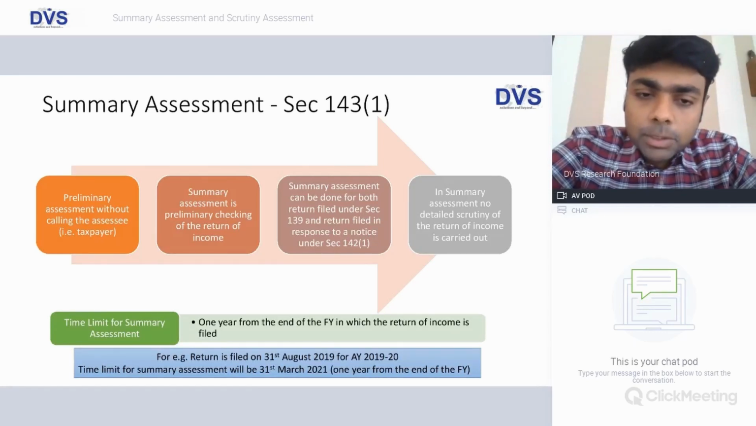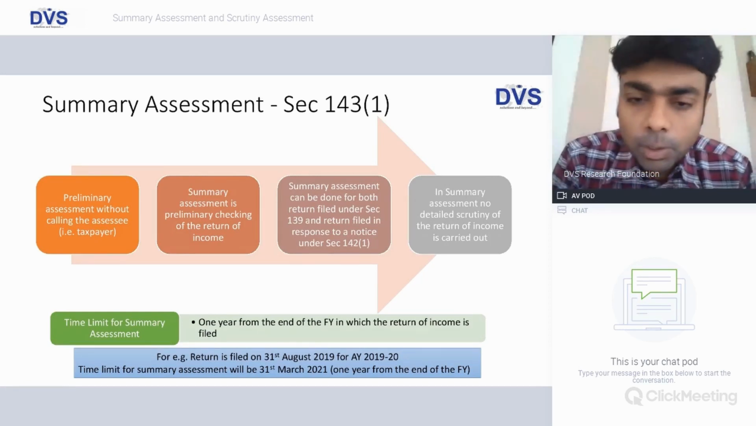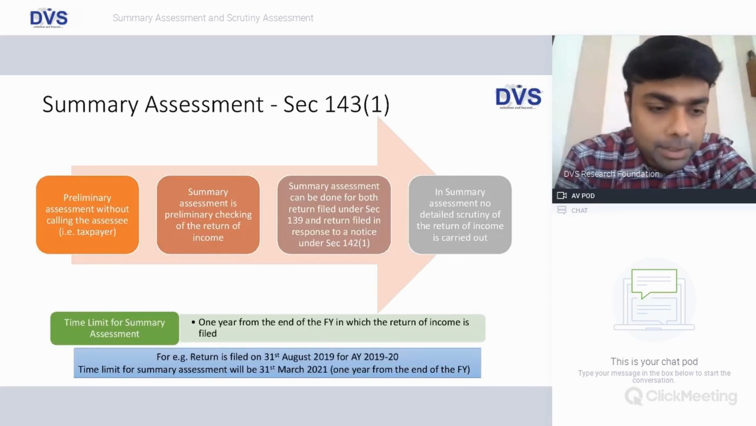Summary assessment is checking the return of income at the high level. It can be done for both return filed under 139 or in response to a notice under 142(1). Summary assessment is not a detailed scrutiny of return of income. Again, when we say it is all done on the macro parameters, they don't get into individual items.